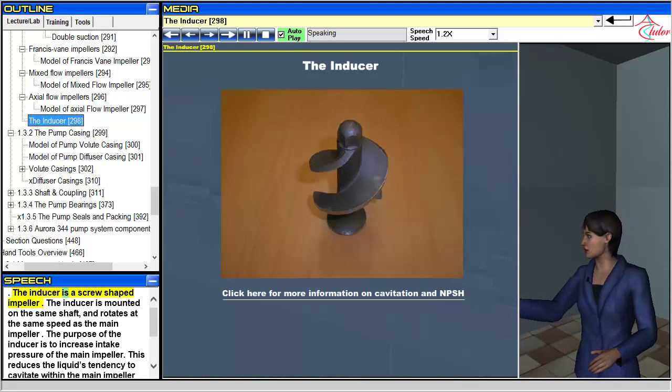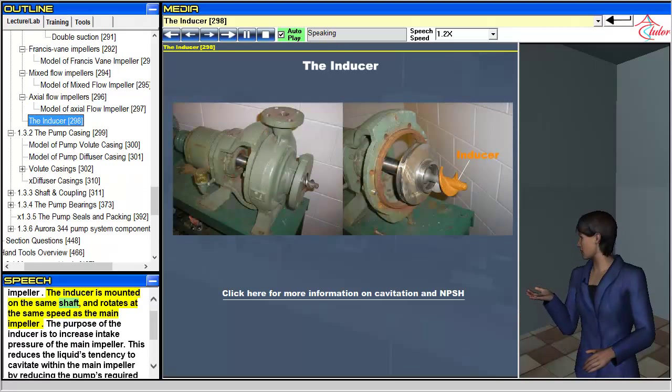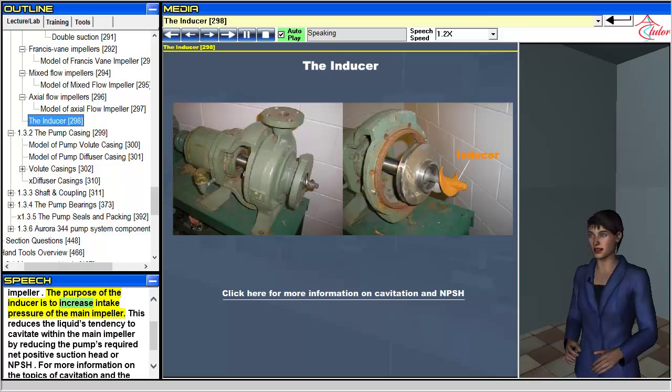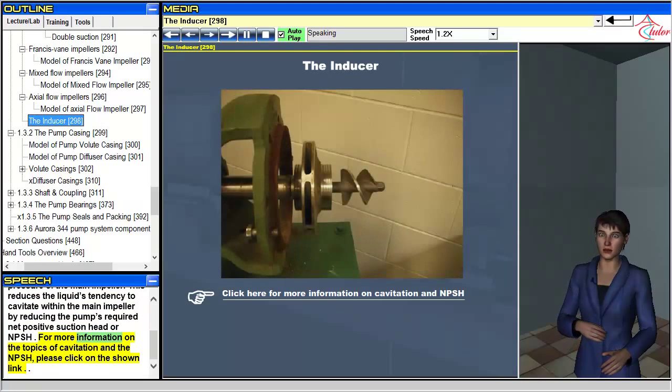The inducer is a screw-shaped impeller. The inducer is mounted on the same shaft, and rotates at the same speed as the main impeller. The purpose of the inducer is to increase intake pressure of the main impeller. This reduces the liquid's tendency to cavitate within the main impeller by reducing the pump's required net positive suction head, or NPSH. For more information on the topics of cavitation and the NPSH, please click on the shown link.